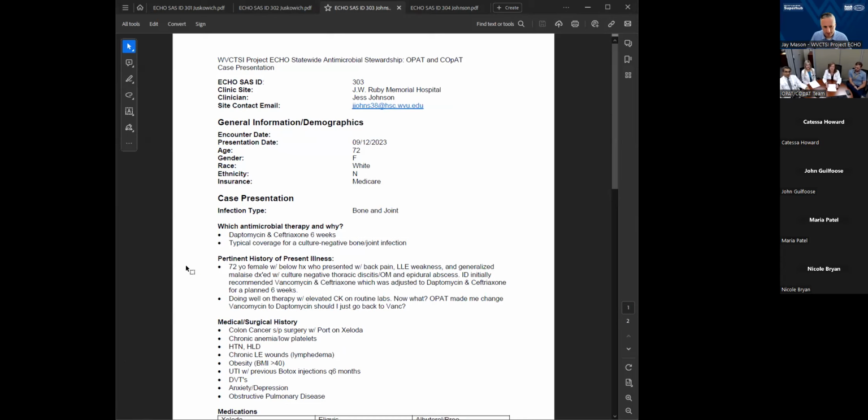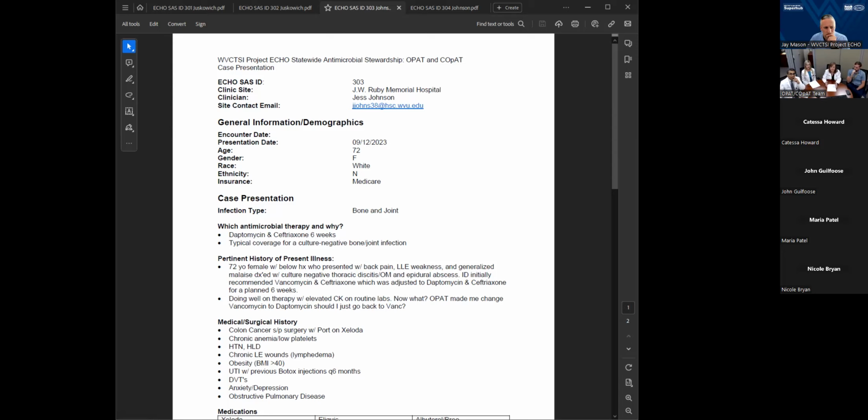Okay, great. So like I said, my name is Jess and I'm the ID physician with OPAT. What I'll start with today are two cases that are very general to what we deal with in the outpatient setting, which is where most of my focus is, taking care of patients who have left Ruby on IV antibiotics and now are being monitored with our program.